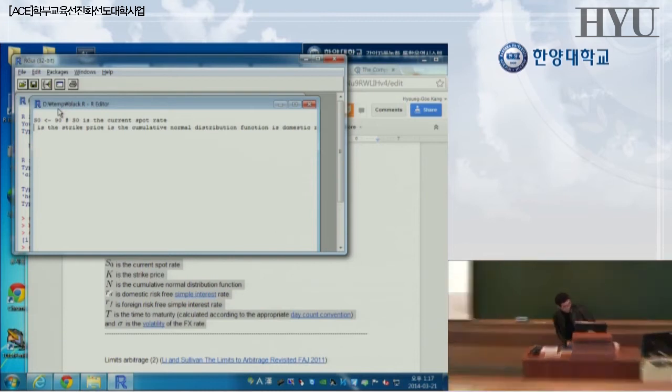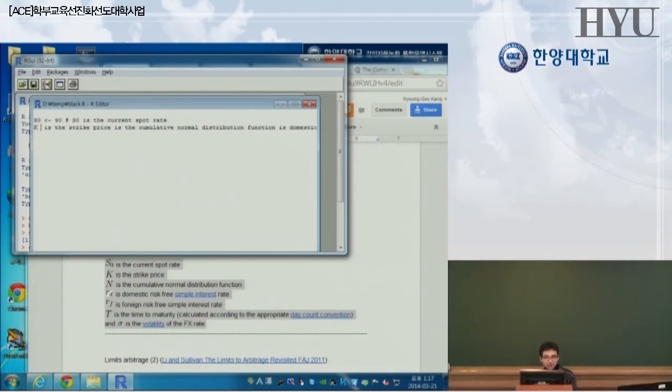Okay? And then in the homework, K is the strike price. Let's say it is 100. So I put K. K is the strike price. Third, N is the cumulative normal distribution function. Let me skip this. And then the domestic interest rate, RD, is the domestic risk-free rate. Let's say RD. The risk-free rate is currently about, at the Bank of Korea, 3%, so 0.03. These are the domestic risk-free simple interest rate. And then next RF is the foreign risk-free simple rate. Let's say it is 1%, 2% say. Okay.